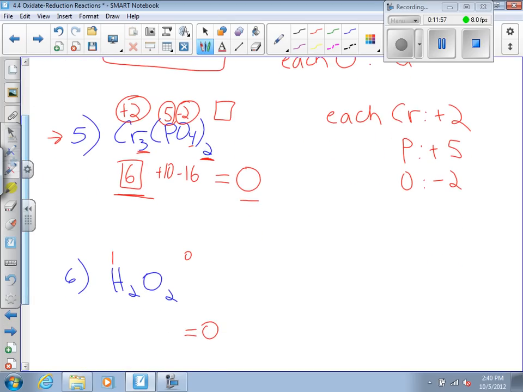So H is +1. The total on the H's, I have 2. What's the total? Good, +2. The total on the oxygens, if we want this whole thing to add to 0, must be, yes, -2. I have 2 oxygens, so each oxygen must be what? Hopefully you got it. -1. All right, let's put our answer over on the right side.